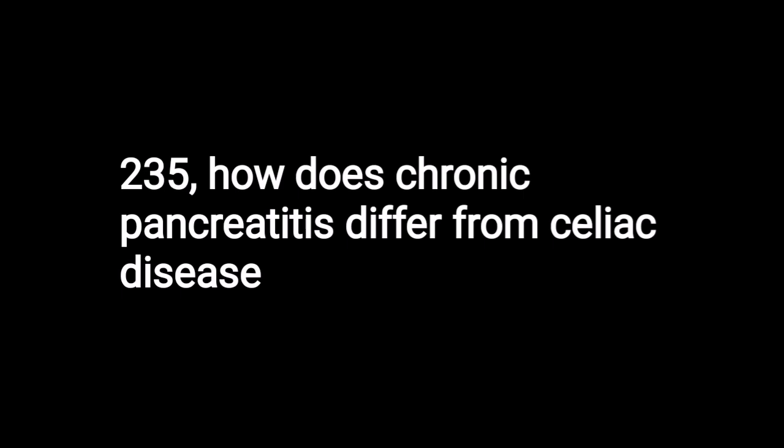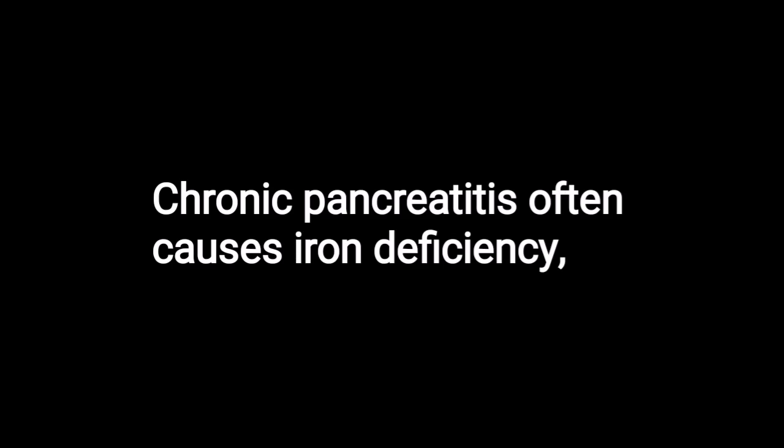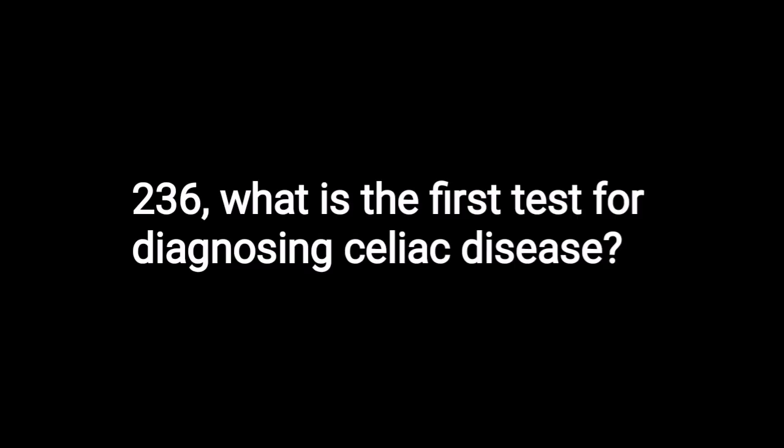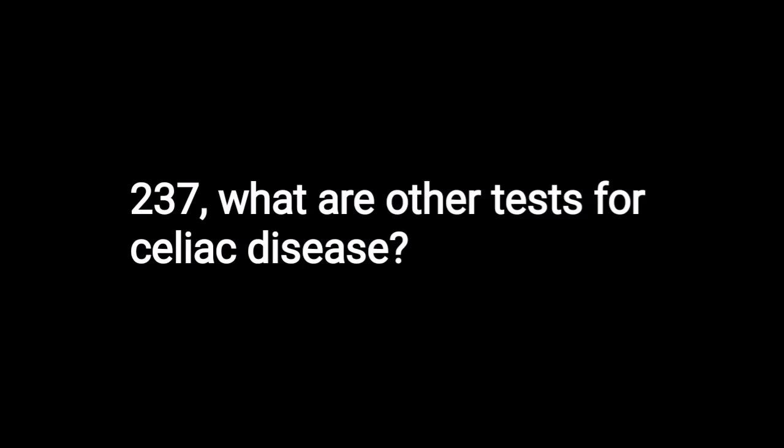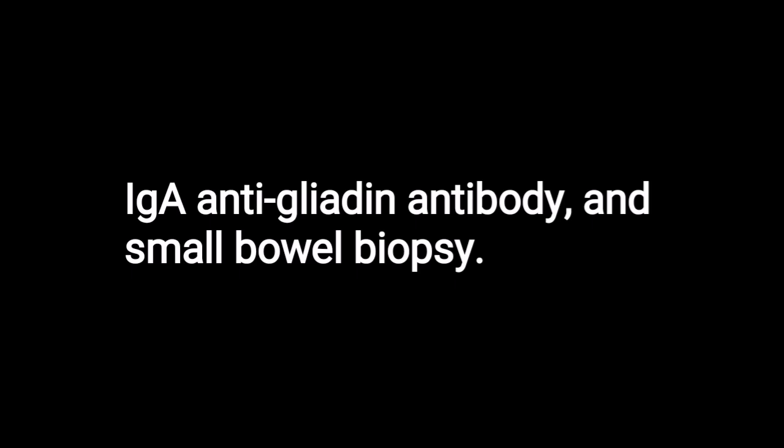235. How does chronic pancreatitis differ from celiac disease in terms of malabsorption? Chronic pancreatitis often causes iron deficiency, unlike celiac disease. 236. What is the first test for diagnosing celiac disease? The first test is the anti-tissue transglutaminase, TTG, antibody test. 237. What are other tests for celiac disease? Other tests include anti-endomysial antibody, IgA anti-gliadin antibody, and small bowel biopsy.